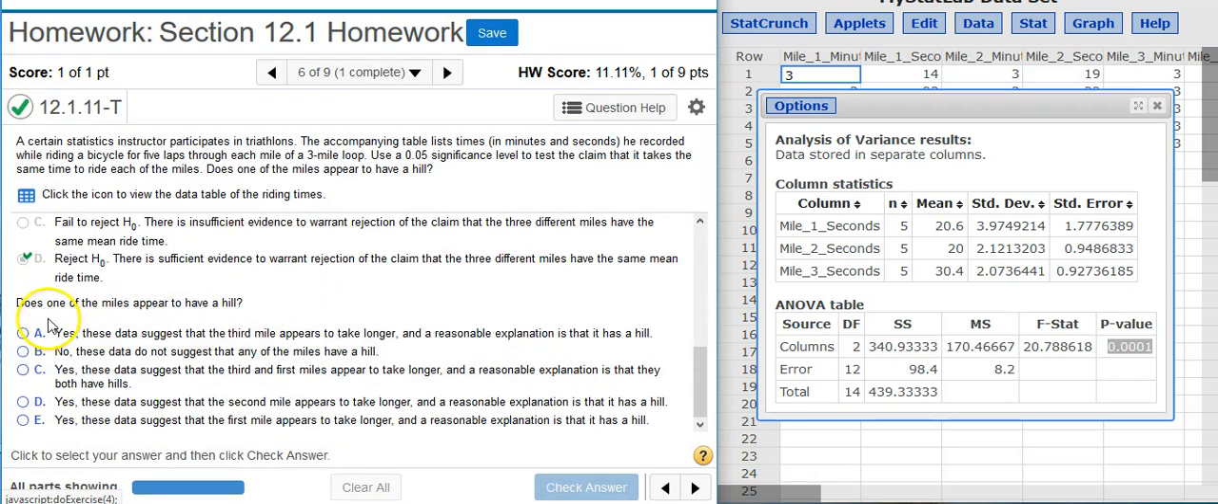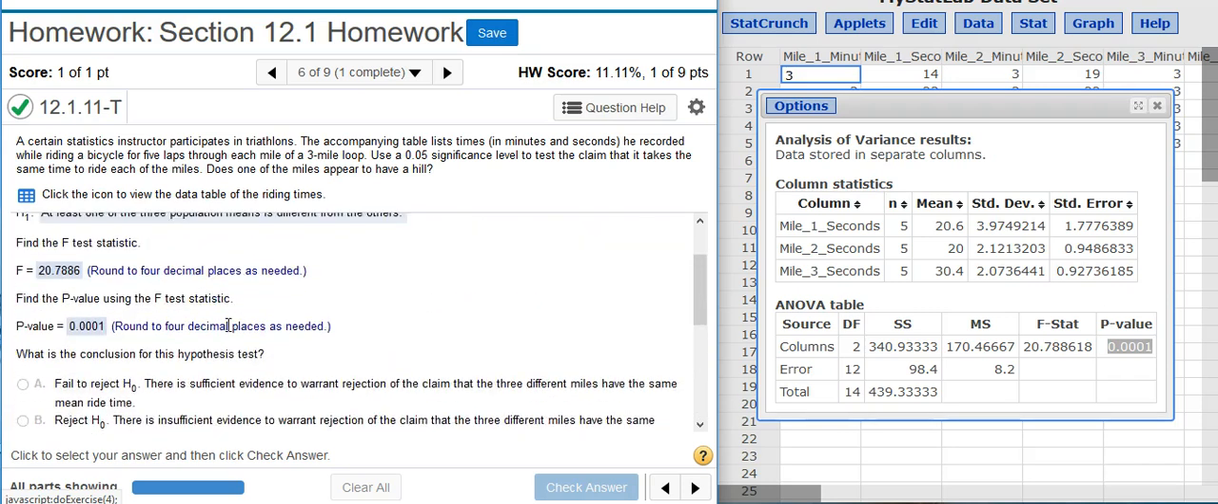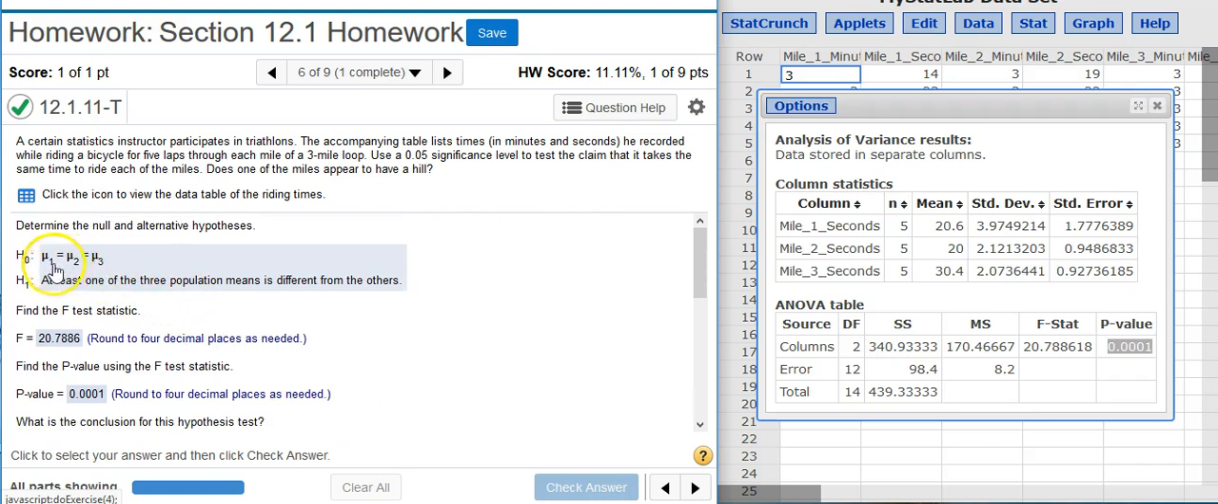And now the last part of the problem asks us, does one of the miles appear to have a hill? Well, we rejected the null hypothesis. What does that mean? Well, go back to the null hypothesis. The null hypothesis says that everything is the same, that they're all equal. We're rejecting that, which means this is not true. At least one of the 3 is going to be different from the others. We come over here to our results window and look at the mean values that are listed for each of the different miles. Notice mile 3 looks significantly longer than mile 1 and mile 2. Mile 1 and mile 2, not exactly the same, but in the same neighborhood. This is in a neighborhood entirely different. So it looks like mile 3 may indeed have a hill.